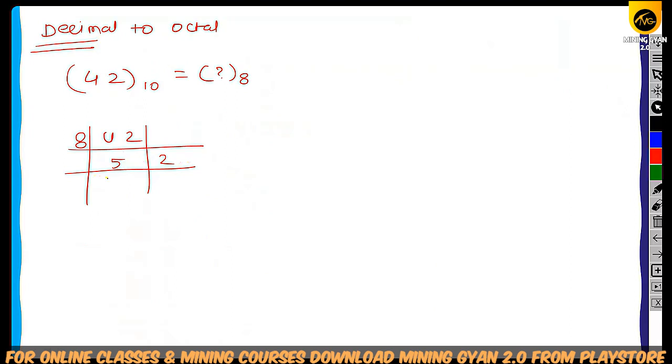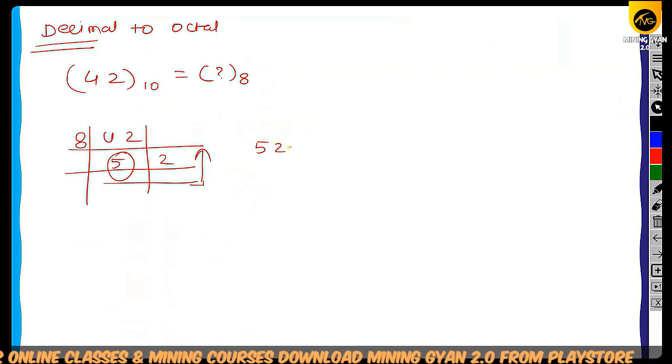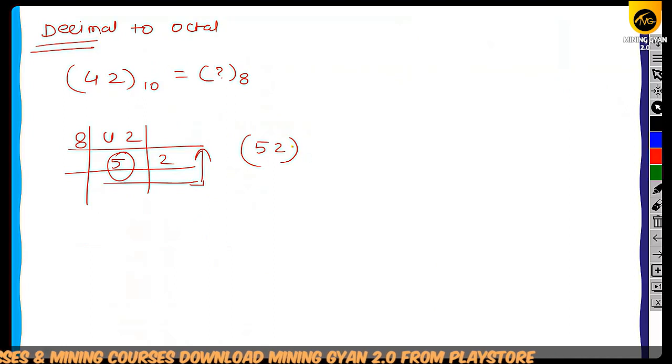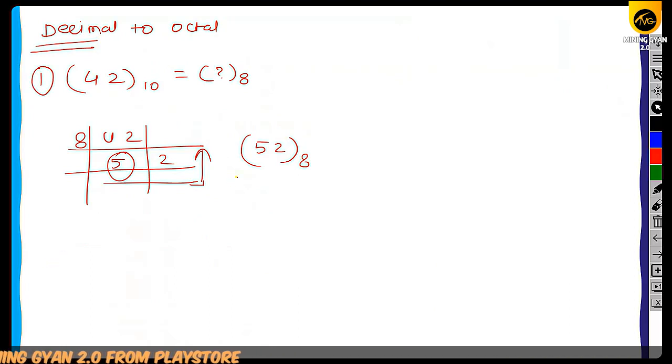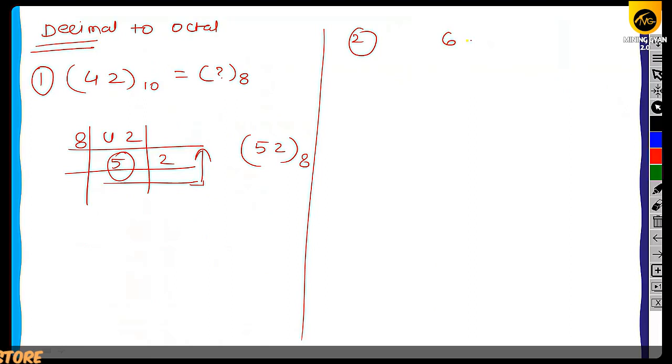There is no chance to divide 5 by 8, because 5 is smaller than 8, so the division will stop in this case. So the answer will be, start from the last digit and always follow this order, so it will be 52. So 52 is the octal form of 42. Okay, so this is converted into the octal number. Is it clear? Okay, let's do another example. Suppose the number is in 3 digits, 672.